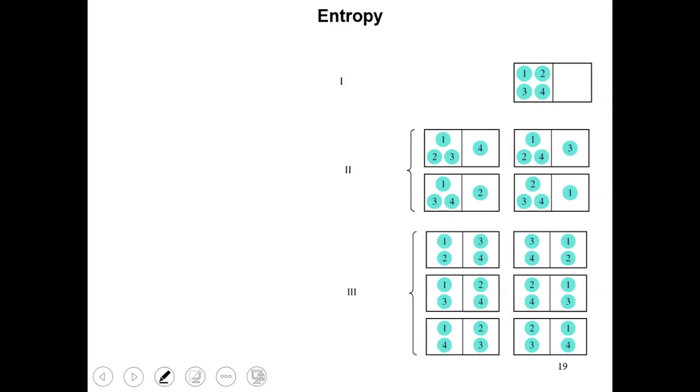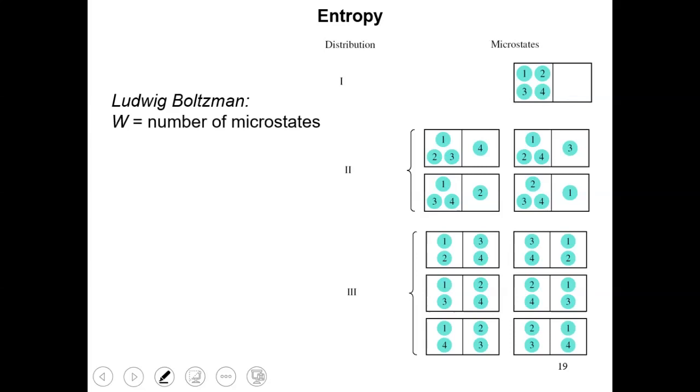But let's say that we call each one of these ways of arranging things a distribution, right? It's a 4 and 0, 3 and 1, 2 and 2. And then all of the possible ways of arranging the molecules within that distribution, we're going to call them microstates. Microstates. Here is essentially what Boltzmann said. Let's say that we call W the number of microstates of a system under a given set of conditions.